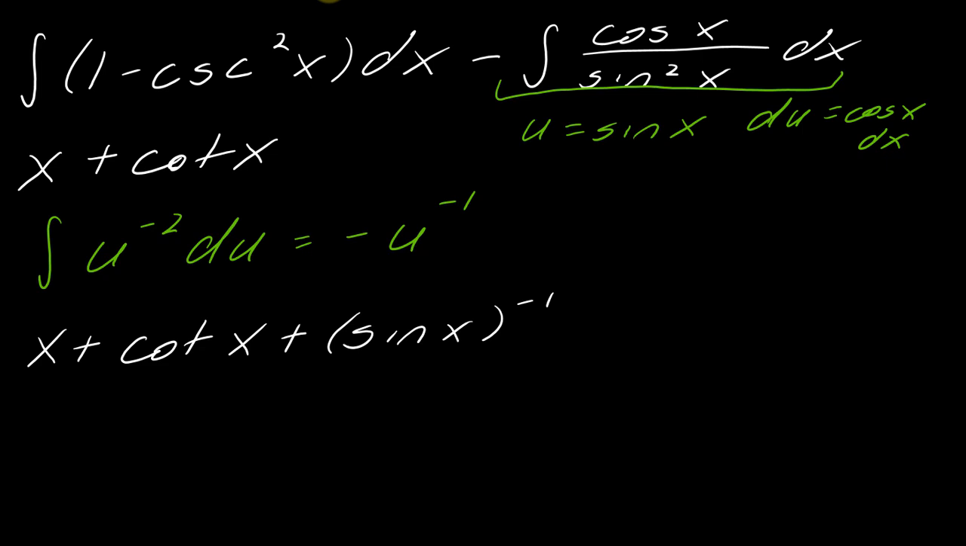And what is sine x to the negative first? That's 1 over sine x. And what is 1 over sine x? 1 over sine x is cosecant x plus c. So there's our final answer finally.